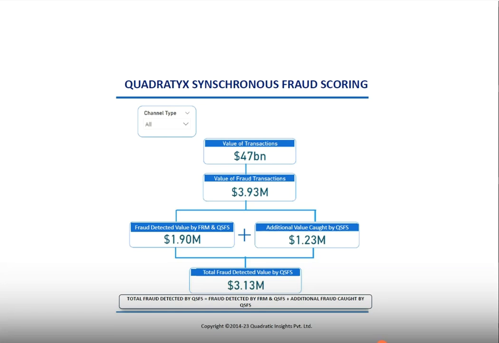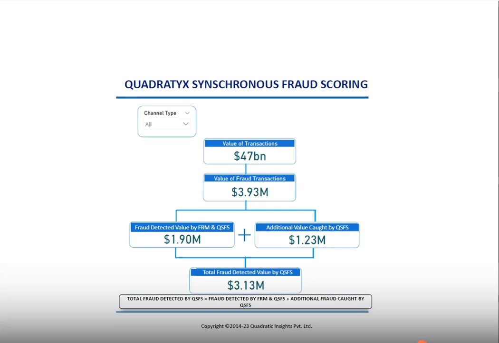This is a snapshot in a given month on the benefit. You can see that there are $47 billion worth of transactions that have been made, out of which fraud transactions are about $4 million worth. And the software, Quadratyx Synchronous Fraud Scoring, catches 3.13 million out of the 3.93 million of the frauds.